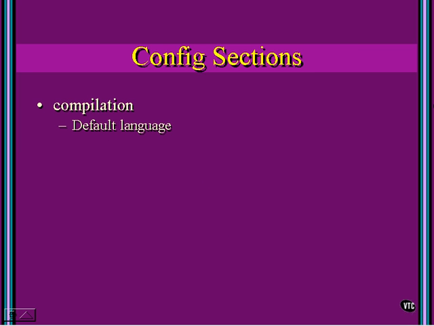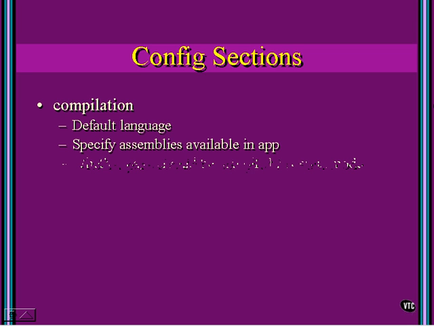Compilation section handles the default language. We actually looked at that one in the previous video as we were looking inside that XML file. It also specifies assemblies available in the app. Now, we haven't talked about assemblies. These are the building blocks of a .NET framework application, analogous to DLLs in previous versions. They actually are still DLLs, they're just not registered in the registry the way the old ones were. We can determine which particular pieces of code are available to this app, and build it into the config section. And it can tell us whether the page should be compiled in debug mode or not.